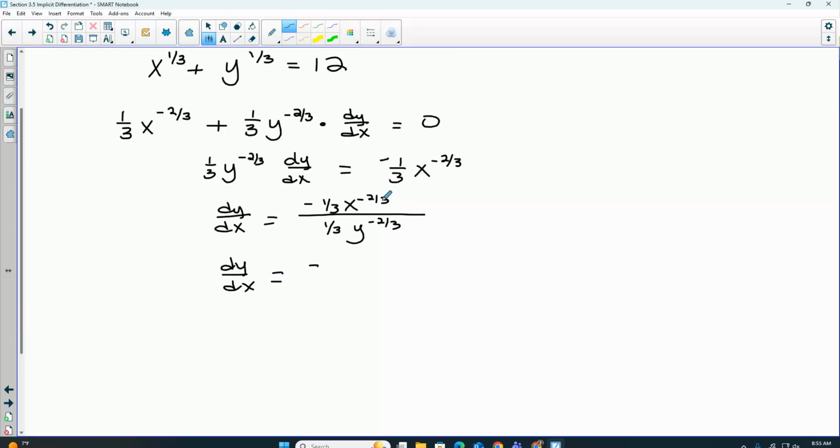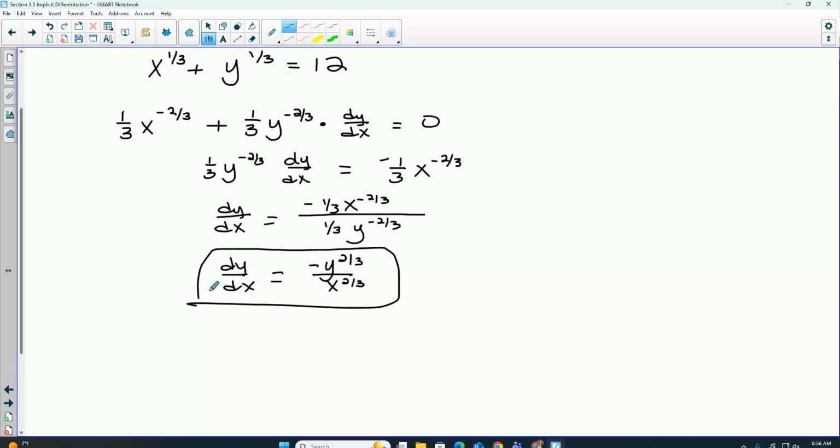Let's clean this up just a little bit more. If you have x to the negative 2/3, where would that go? And y to the negative 2/3 would come to the top. Okay, that just makes it a little bit nicer so I don't have all these negative exponents. There are other equivalent ways you could write this as well. You could have like negative y to the 2/3, x to the negative 2/3. That would work as well.